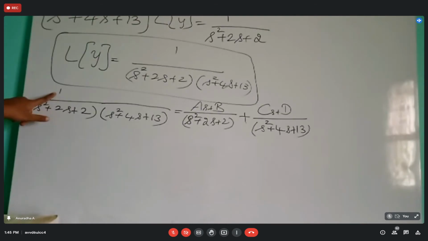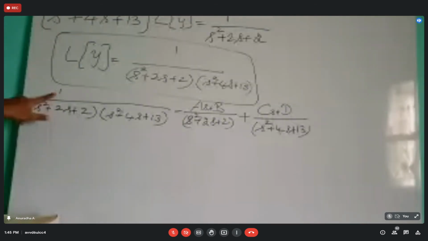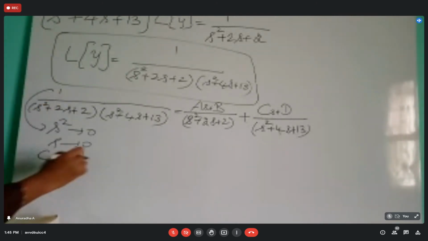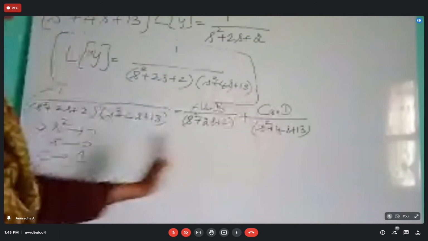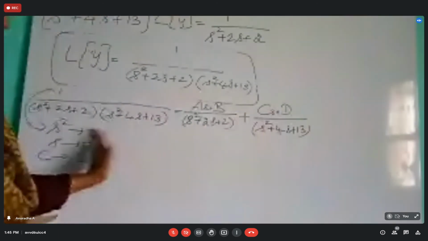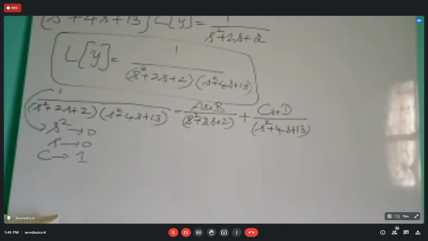Here I have only one in the numerator. The s term is 0, only the constant term is 1. In the same way, find the s square term, s term and constant term, equate it to this and solve it. That work is solved, so I am going to write the answer directly.